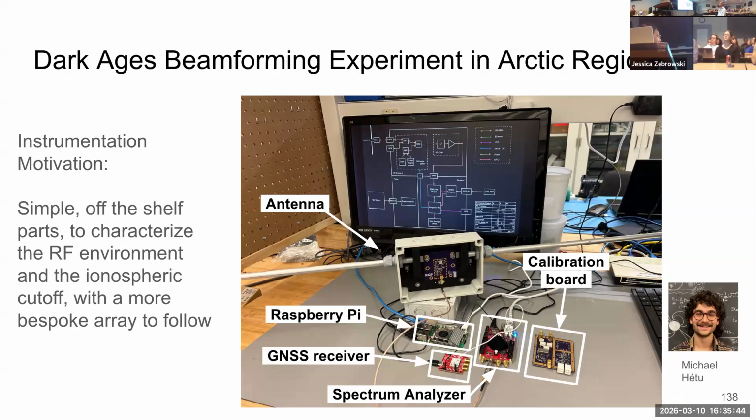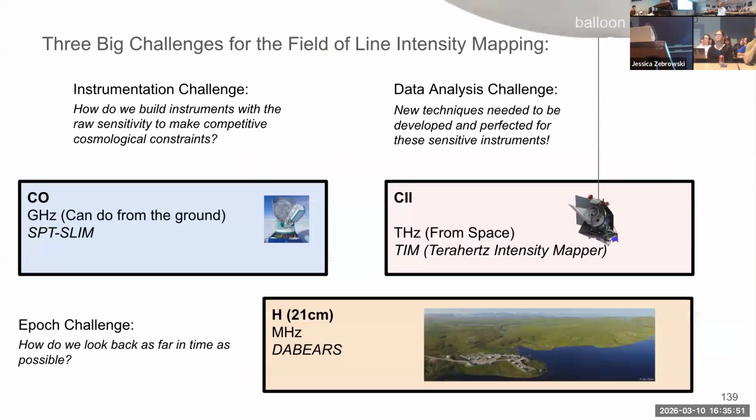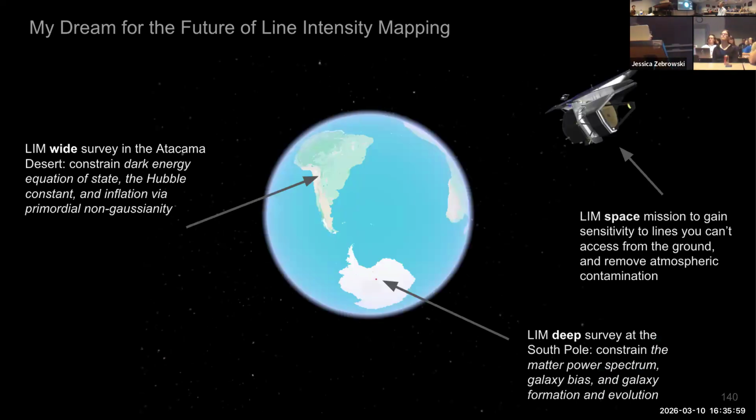And I'm really hopeful that we'll be able to take this to a field station and see whether this is actually a viable place to do this 21 centimeter cosmology. So that sort of brings me to how I'm hoping and thinking about tackling these big challenges for line intensity mapping. Because my big dream is that line intensity mapping becomes the new CMB.